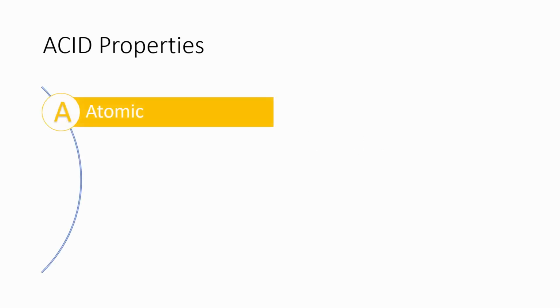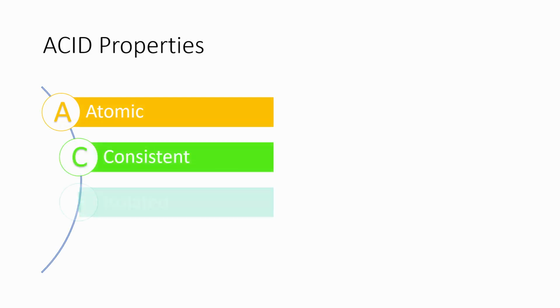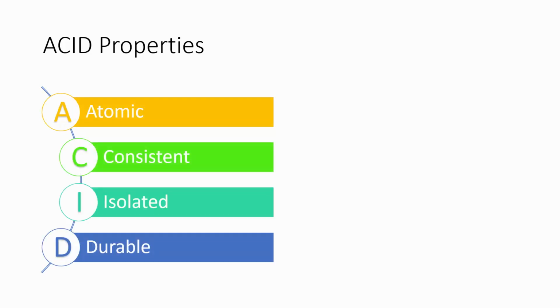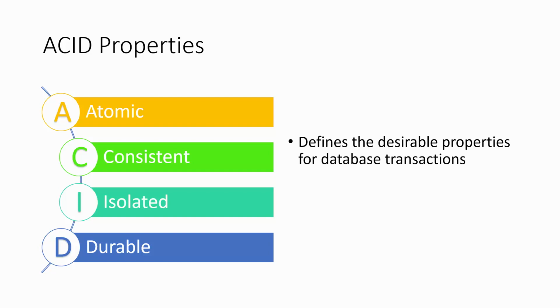Welcome. In this video, we'll be talking about ACID properties of databases. So what is the ACID properties? Well, it's an acronym. A stands for atomic, C stands for consistent, I stands for isolated, and D stands for durable. The ACID properties together define the desirable properties for database transactions.